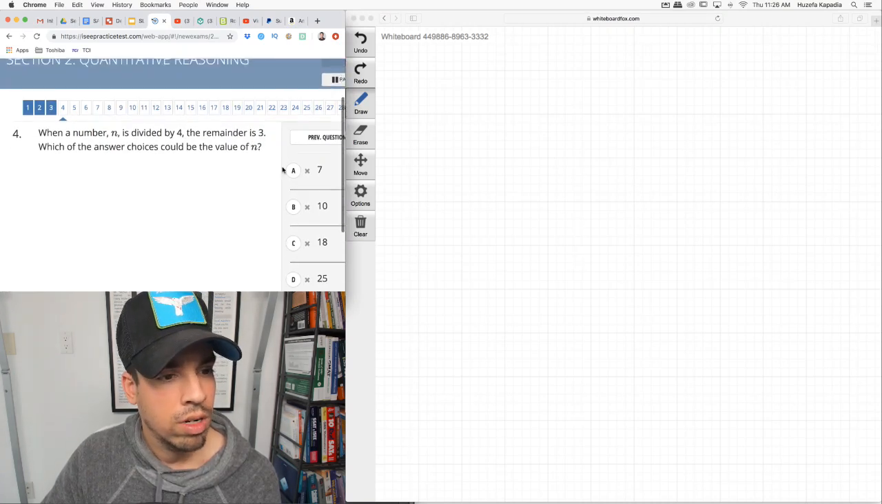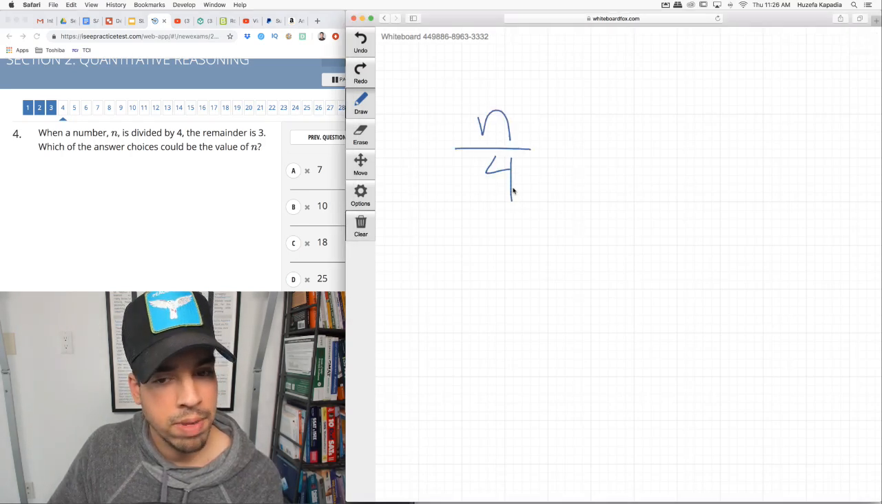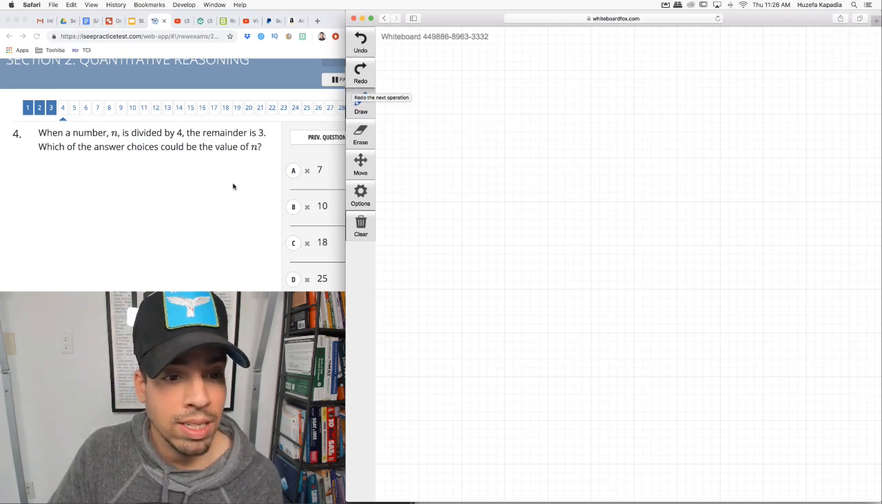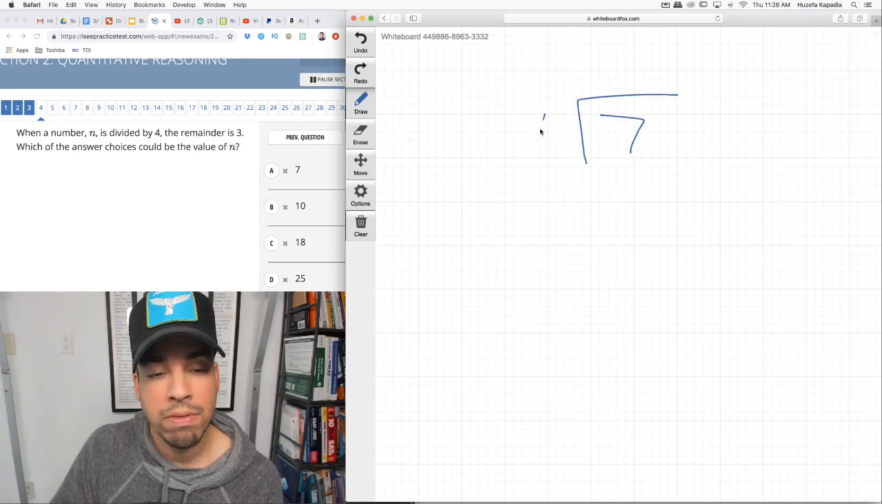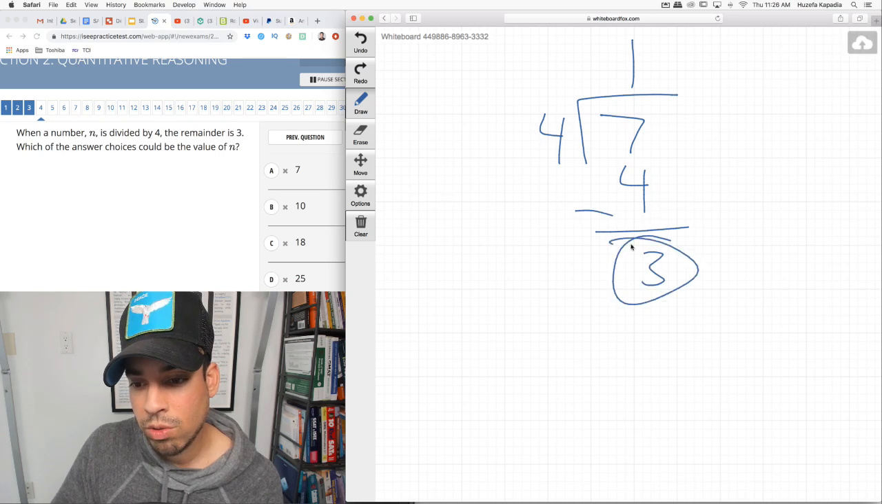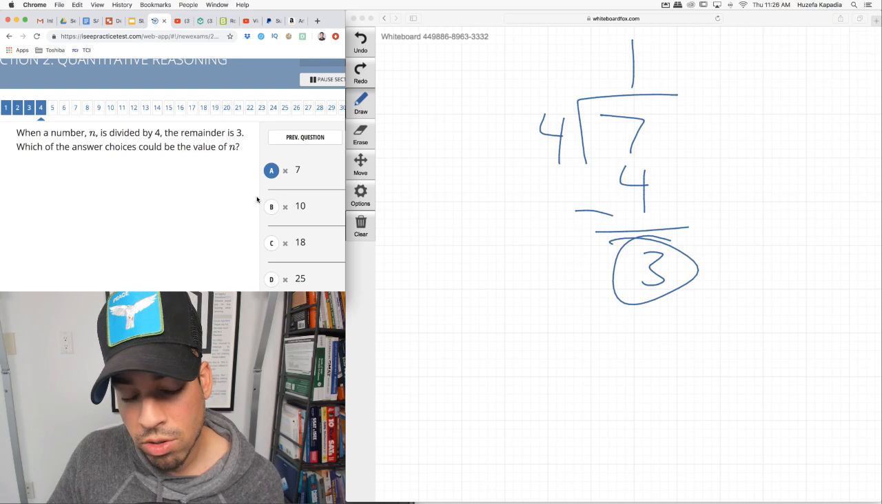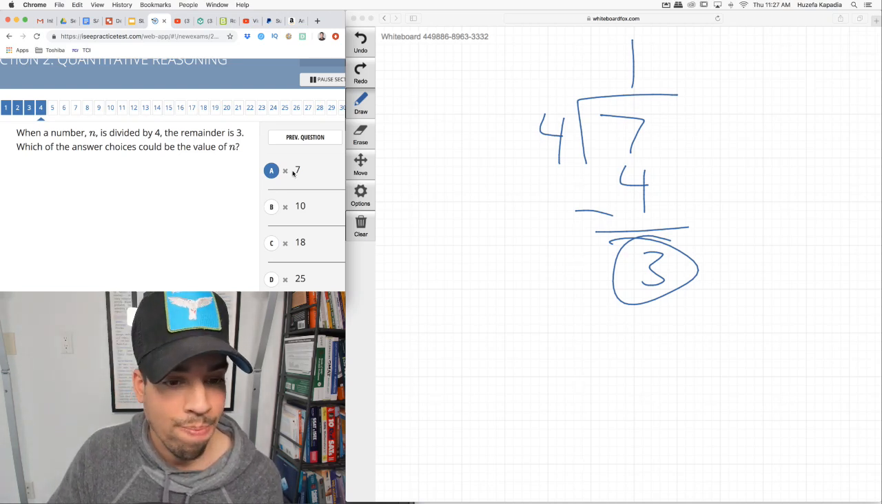Next. When a number n is divided by 4, the remainder is 3. Okay, well, it's a little different. The remainder is 3. Which of the following could be the value of n? Now, for something like this, we could literally say, okay, well, let's try 7 divided by 4, and what happens? It's 1 times 4, and we actually do get a remainder of 3. The other way to think about it is any number you're going to get a remainder of 3 is going to be 3 greater than a multiple of 4, and that's it.